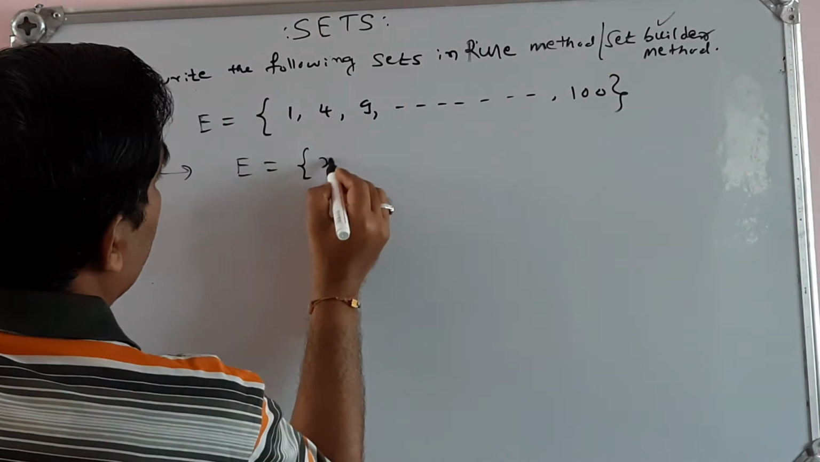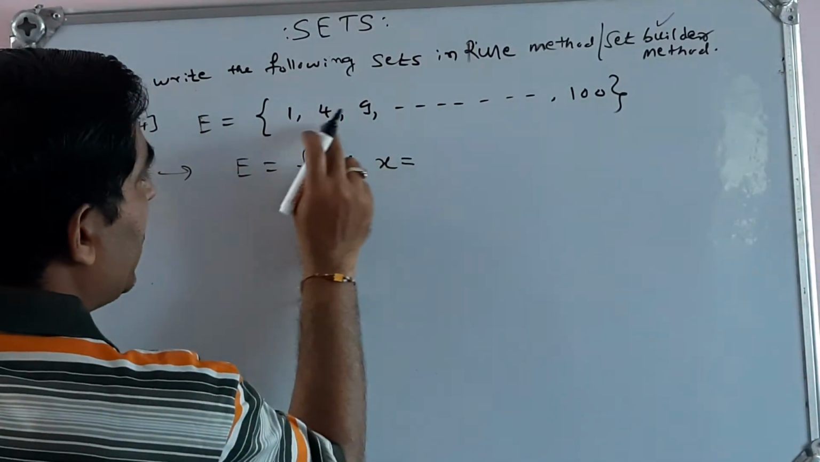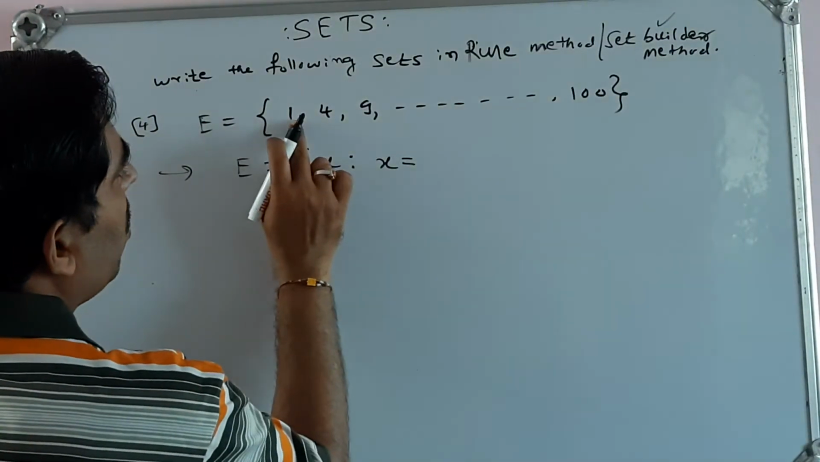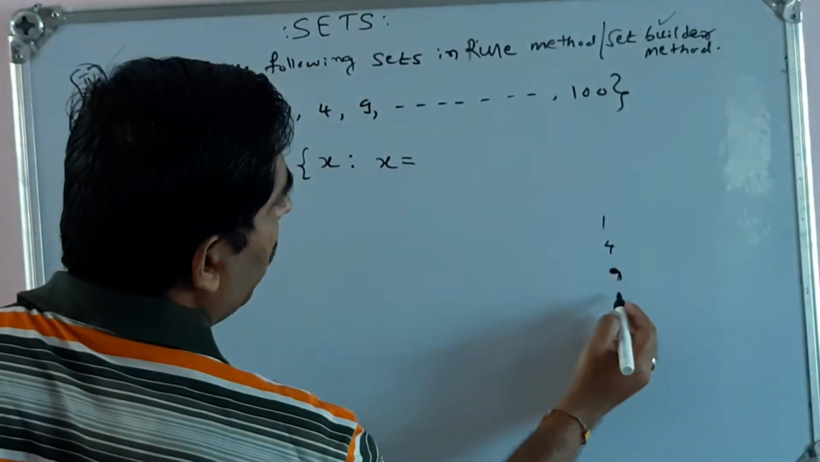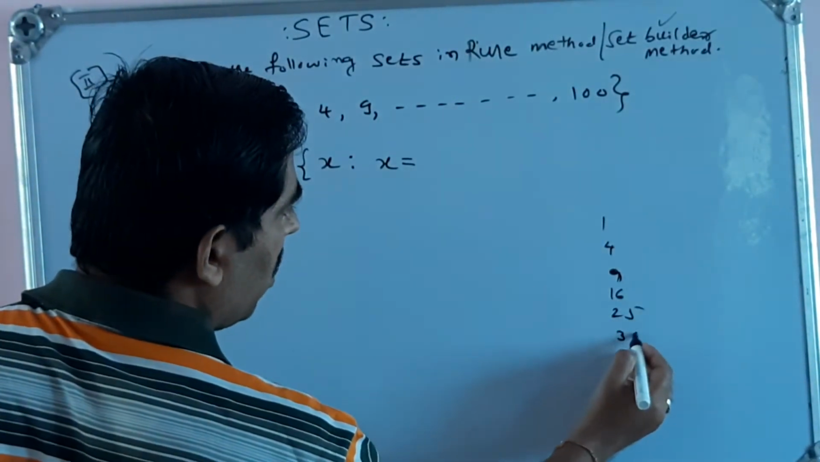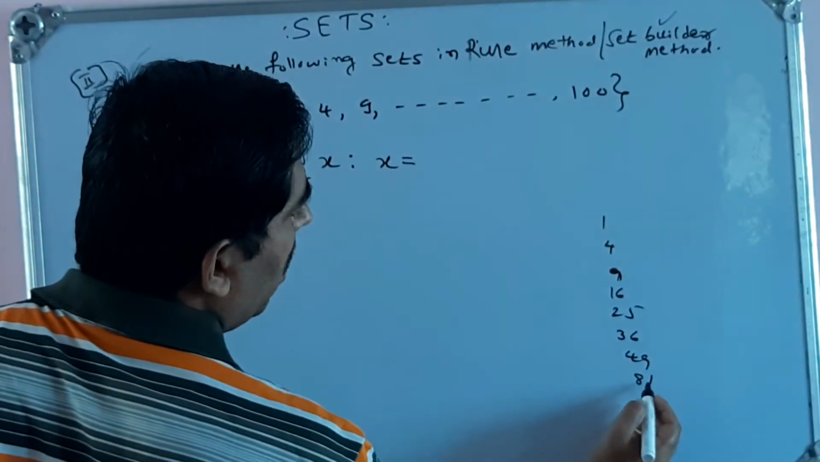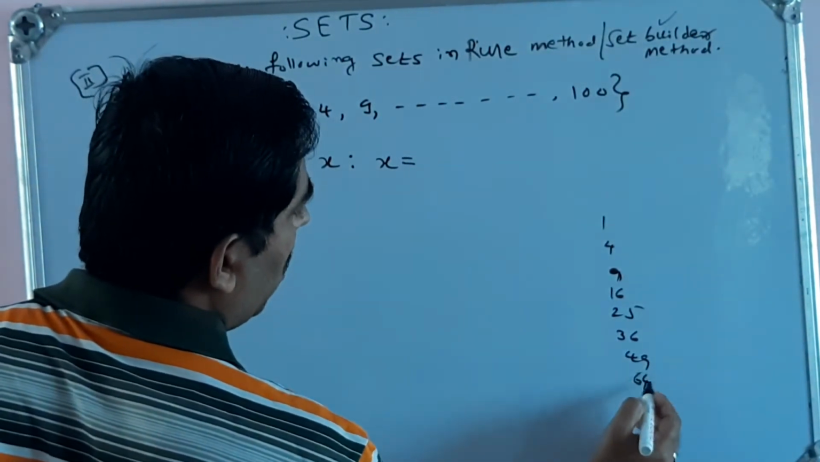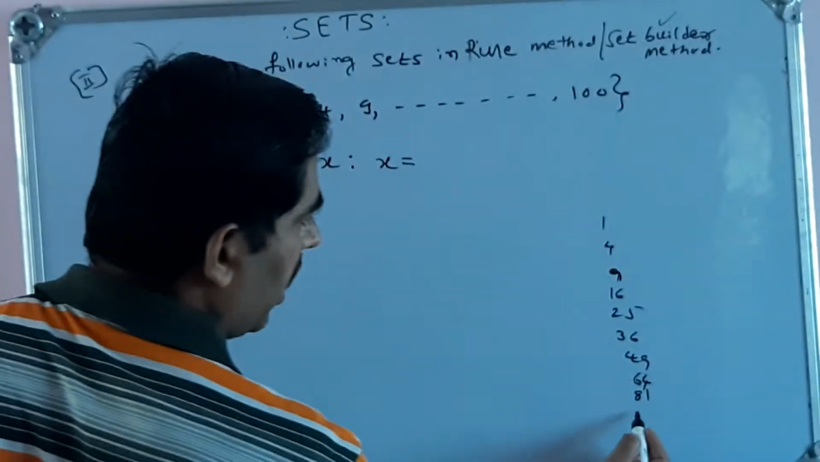See, this is x. So elements are of the form x such that. So how do you write? Each element should satisfy this property. So how do you write this 1, 4, 9? Earlier we saw 1, 4, 9, then 16, then 25, 36, 49, 64, then 81. Then we will get 100.